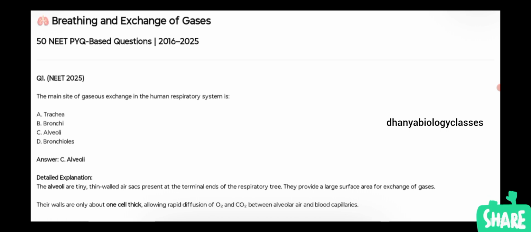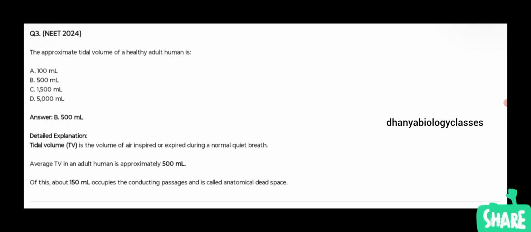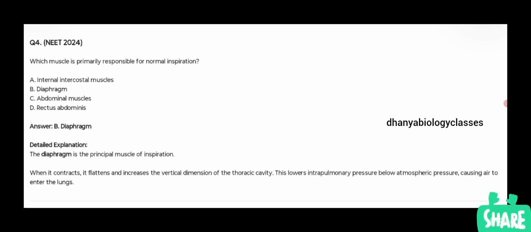The first question: the main site of gas exchange in the human respiratory system is the alveoli. Then, during normal inspiration, which of the following occurs? The diaphragm contracts and flattens. The approximate tidal volume is 500 ml, and this is the volume that is inspired or expired during normal breathing.